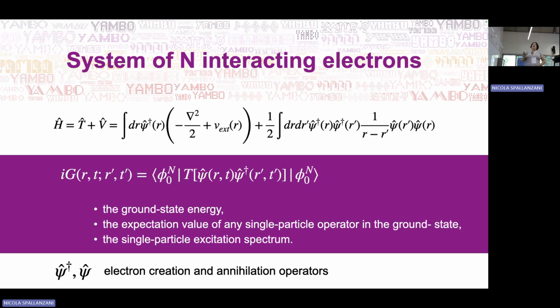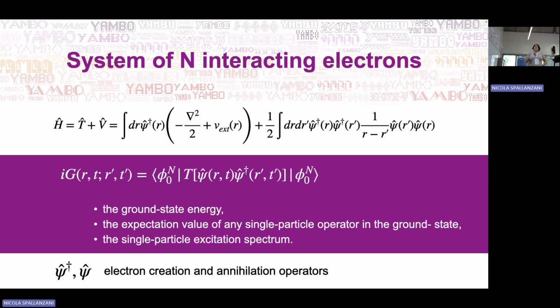So we have seen what the Green functions are. We have the one particle Green function here written as a time-ordered Green function. And in this object, in the Green function, we have lots of information. We have the ground state energy, but we also have the expectation value of other single particle operators on the ground state. But as we will see, we can extract from these objects the single particle excitation spectrum. That is, in the end, what we are interested in.